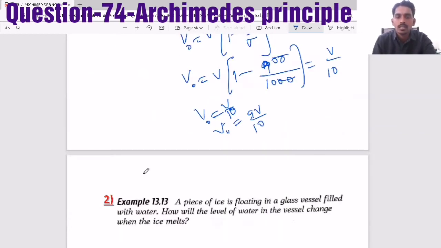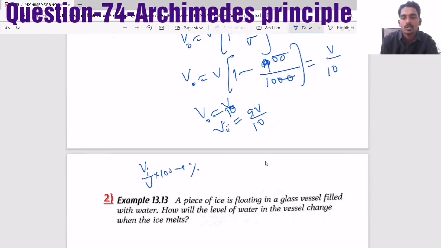So this way they can ask for the fraction or the percentage volume inside or outside. If they ask for percentage, then you have to multiply by 100, just like VI by V into 100 is the percentage volume inside, or VO by V into 100 is the percentage volume outside.